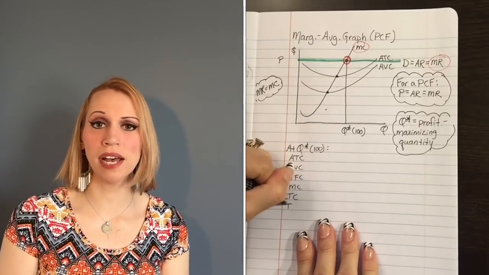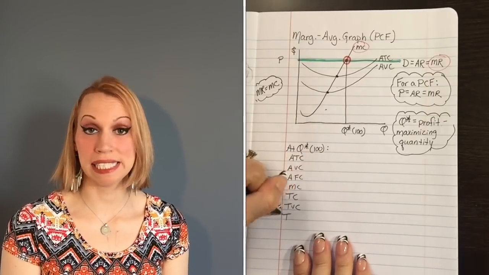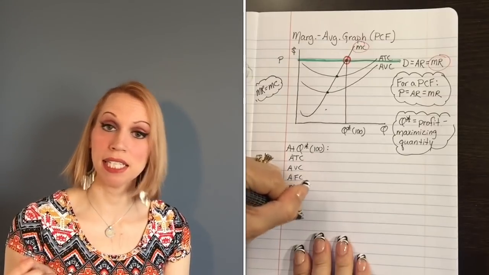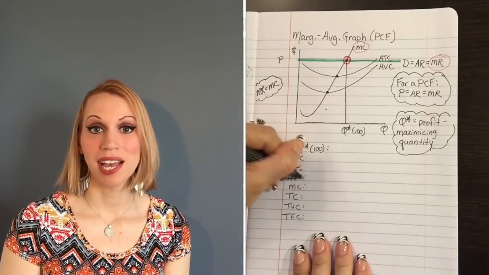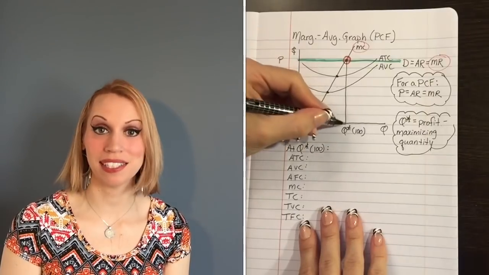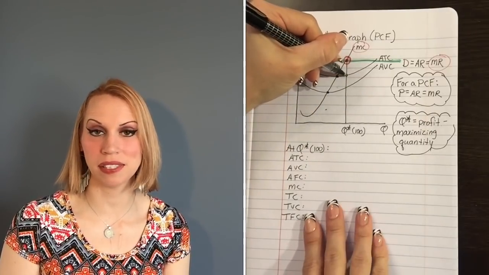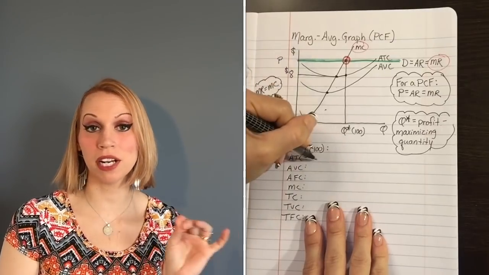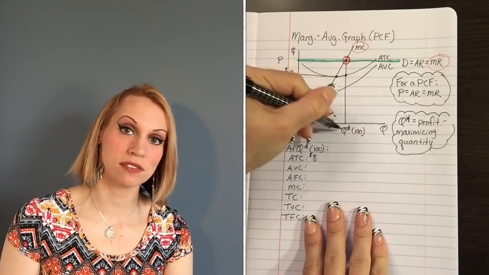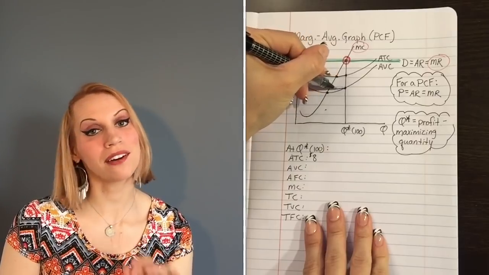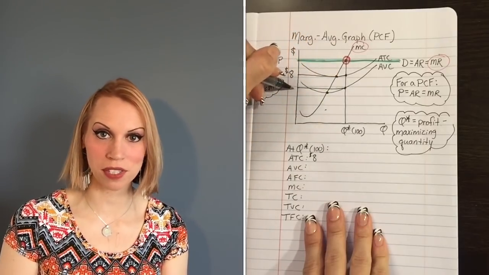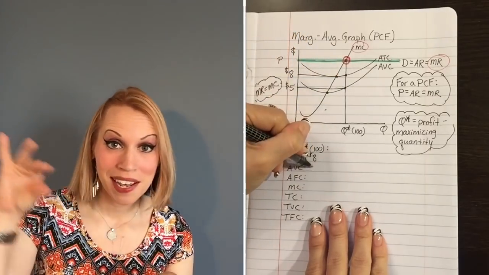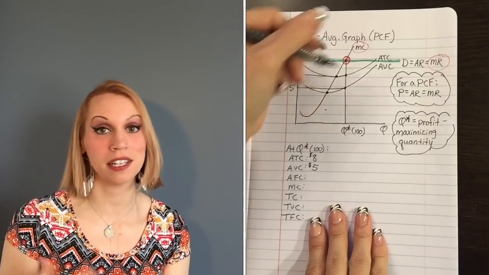How do we read this graph? First, let's find our ATC. Go up until you hit your ATC and just read the number straight off. ATC is going to be worth $8. Now let's find AVC. Got that curve, so just go up and hit AVC. When we hit that curve and read off the dollar value from the y-axis, that's just $5. Now, if we want to find our average fixed cost, remember the average fixed cost is the space between those two curves. That's why they look like they're getting closer together.